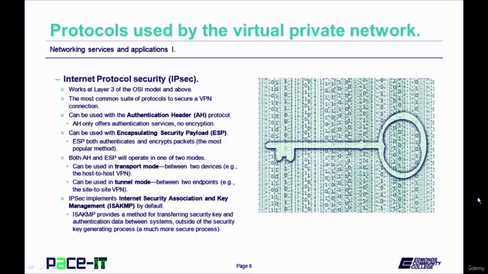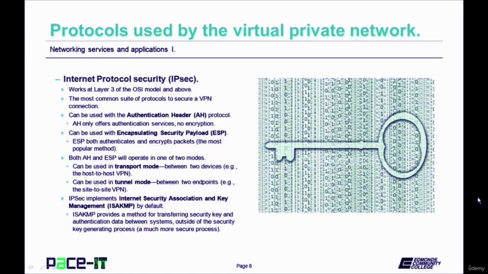IPsec can be used with the Authentication Header Protocol, or the AH protocol. AH only offers authentication services but no encryption. So it authenticates the user, but there is no encryption of the session. Or IPsec can be used with Encapsulating Security Payload Protocol, or the ESP protocol. ESP both authenticates and encrypts the packets. It is the most popular method of securing a VPN connection.